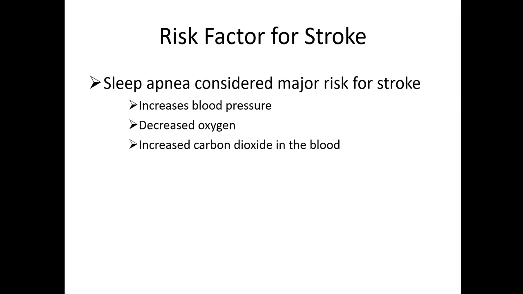Risk factor for stroke, of course: they have hypertension, they have decreased oxygenation, because of increased accumulation of CO2 and less oxygenation. So it increases their blood pressure, decreases oxygenation, and increases carbon dioxide in the blood, causing respiratory acidosis.